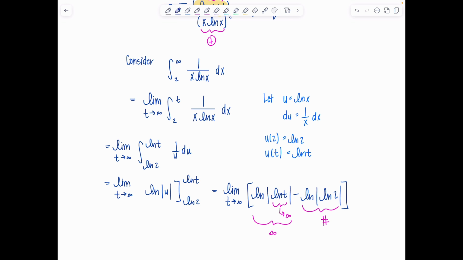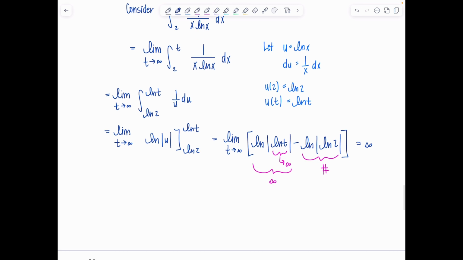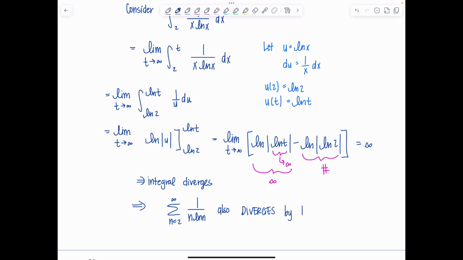Okay, anyways, this limit is infinity. So then what can we say? Well, we can say the integral diverges, right? This improper integral diverges or is divergent. So then I know the sum, n equals 2 to infinity, of 1 over n ln n also diverges by the integral test. Yes, you need to say what test you used. By the integral test.